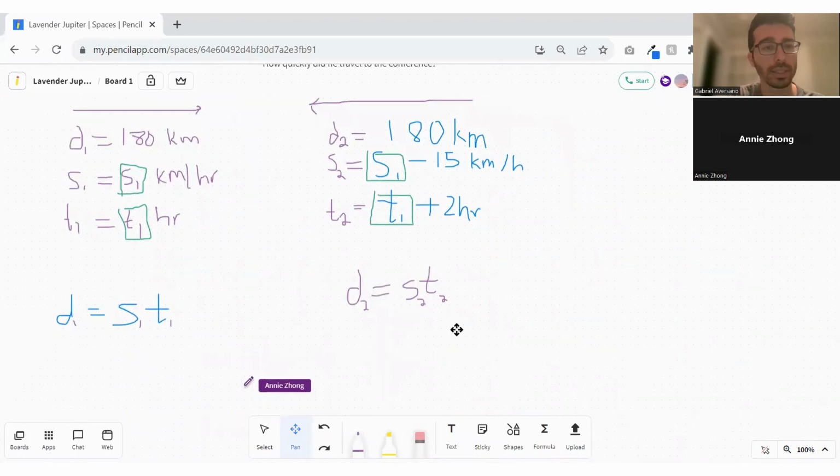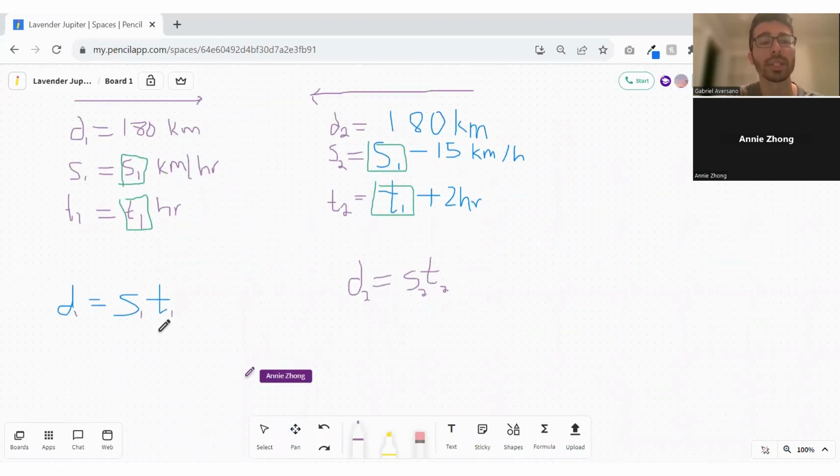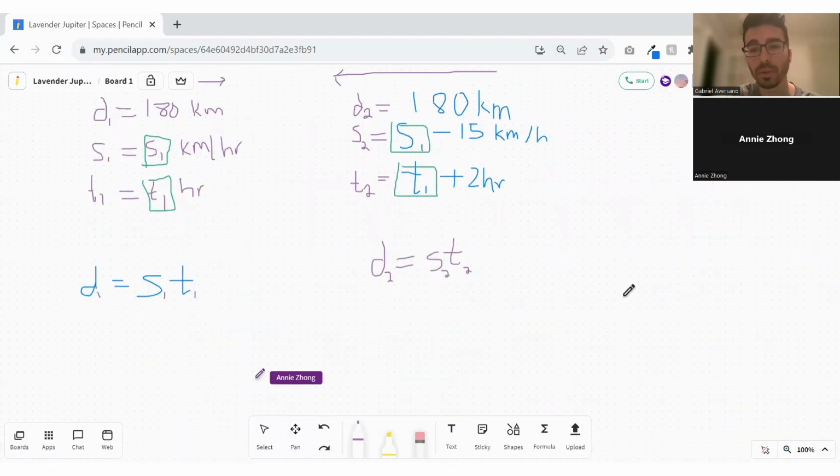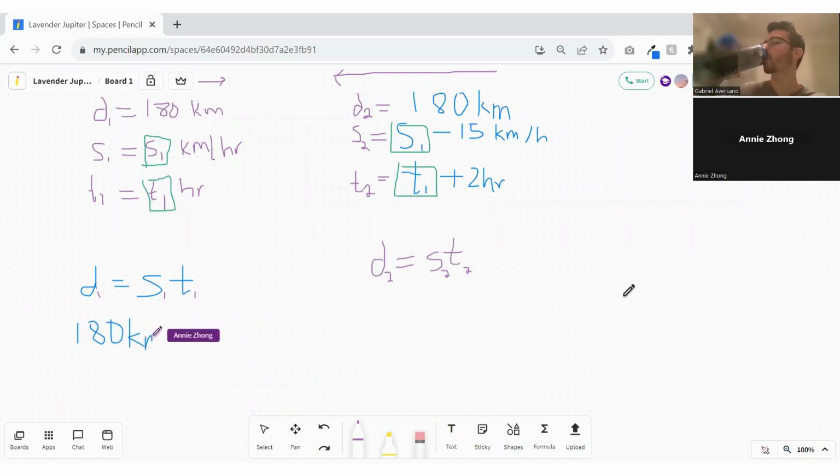Awesome. So let's plug in everything we know into these two equations. So let's start over here on the left. My board keeps moving around, sorry. So here we will fill in distance, which will be 180 kilometers. S1 and T1 will stay the same. Exactly. Those are unknowns. So we don't know them.